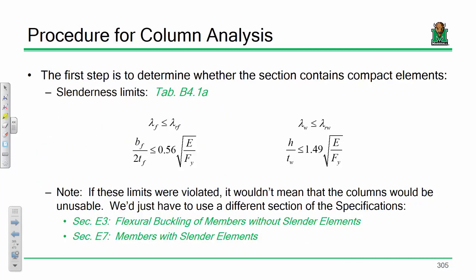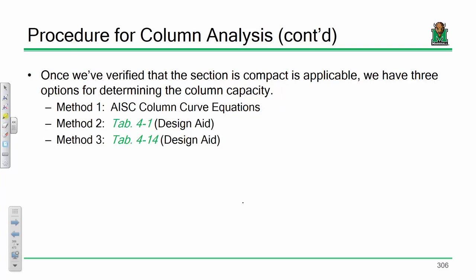Okay, so step one is to determine whether or not local buckling is going to be a concern. I understand this is going to be a formality for most of our problems, but I do want you to go through this so that you're aware of how the spec works. So we're going to check whether or not the section contains compact elements. Spoiler alert, most of the time they are not going to. And then we're going to determine the capacity.